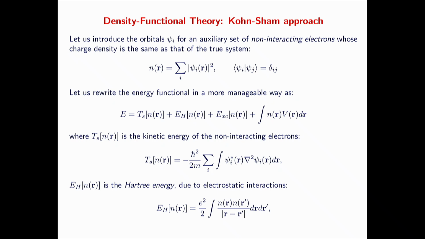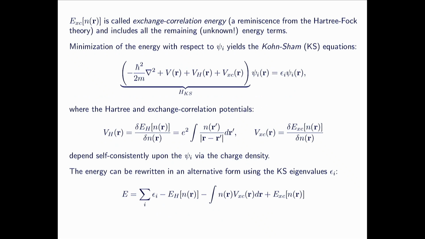Then we introduce the interaction with the external potential. Here it's assumed that the external potential is a local potential. And then we leave everything else here inside. So this is the expression of the kinetic energy for non-interacting electrons. It's the usual form of the kinetic energy. And this is the form of the so-called Hartree energy. It's an electrostatic interaction. This, of course, we don't know.